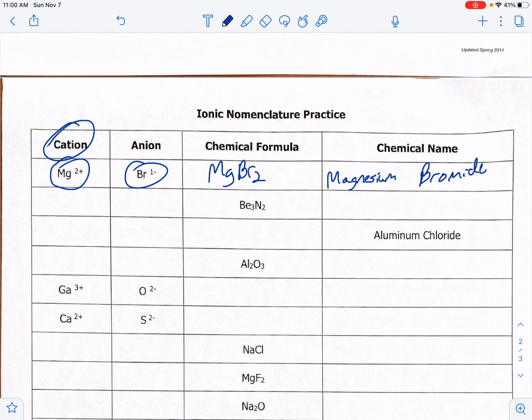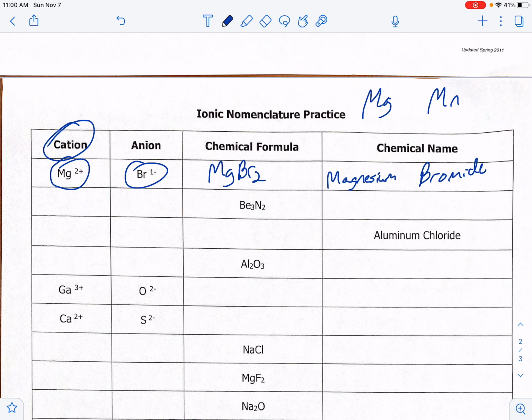One thing I will say is be careful, because there is a difference between magnesium and manganese. That's probably a common mistake. Magnesium is Mg. Manganese is Mn. So be careful with those. They can get confused between the two.